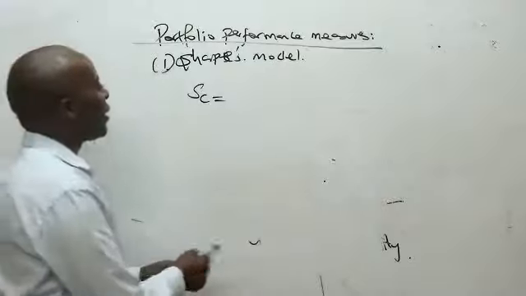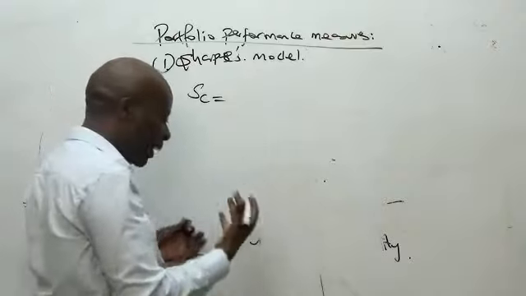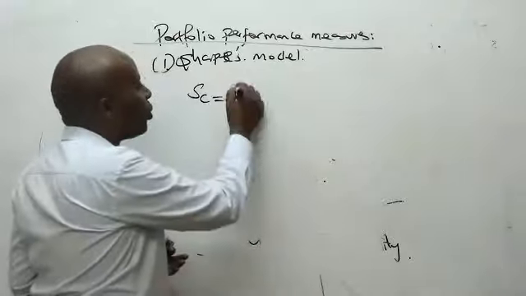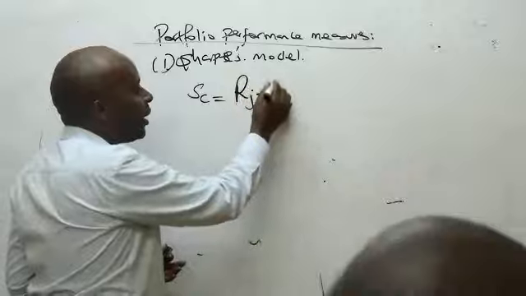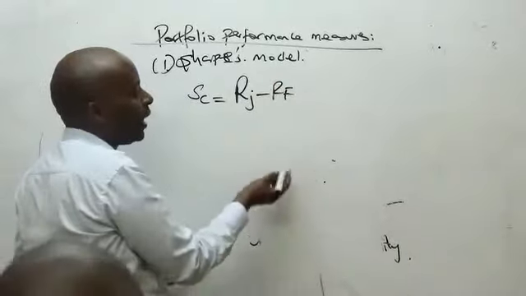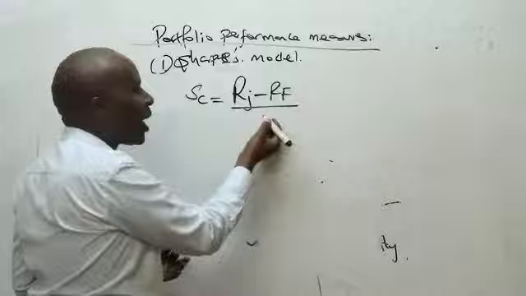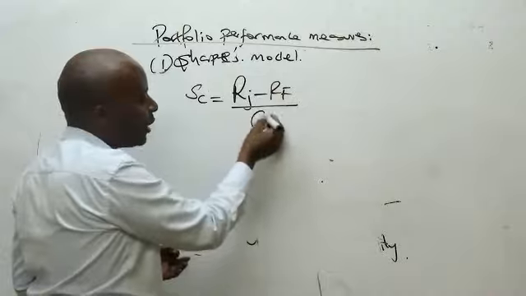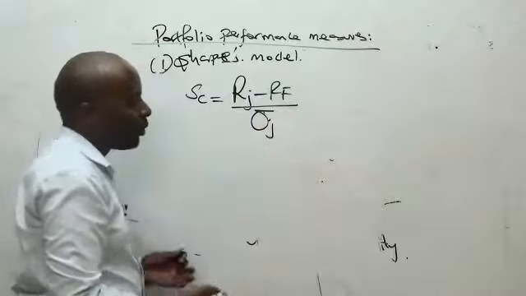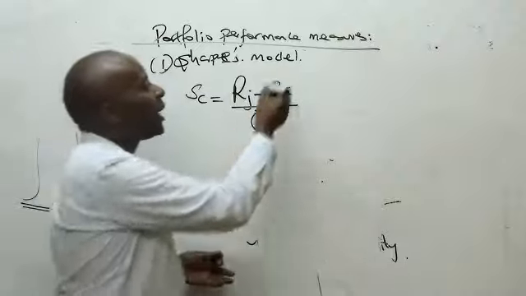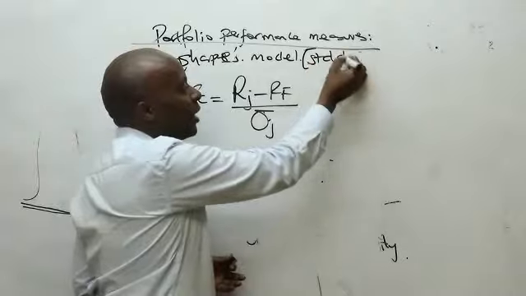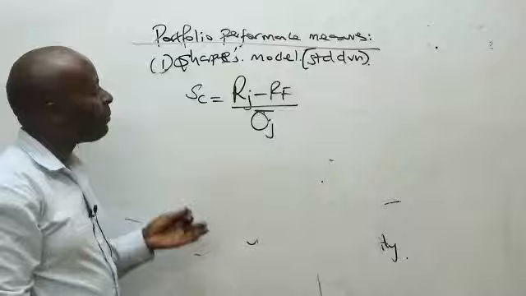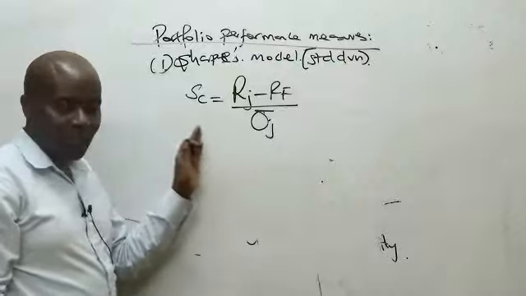What they are telling us, ladies and gentlemen, for us to be able to get the Sharpe's coefficient of any security, call it S, call it J, what you need to do is to get its premium, RJ minus RF. And then you will come straight away and divide this by standard deviation, because Sharpe's makes use of standard deviation as a base of giving us the Sharpe's coefficient. SC stands for Sharpe's coefficient.